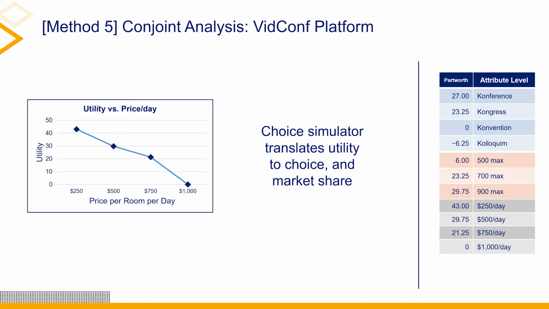Conjoint analysis provides the utility for each attribute level. Shown here is the price. As would be expected, as price increases, all else equal, utility declines. By relating utility to demand, we can use these results to calculate a price elasticity.